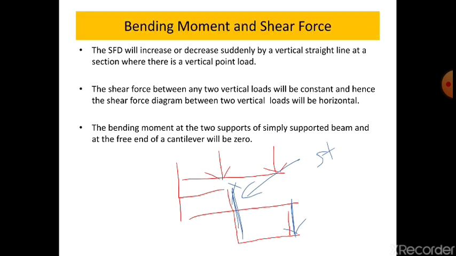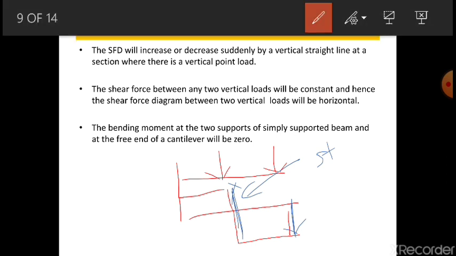Next is shear force between the two vertical loads. It will be constant, and hence the shear force diagram between the two vertical loads will be horizontal. If you can see here in this same diagram, there are two loads, 1 and 2. In between these two loads there are no loads. So from one point to another point of the loading system, there is no loading increase or decrease, it is constant. So it will remain in a horizontal line like this. When there are two point loads and in between them the load is not varying, it will be constant, so it will be in a horizontal line.